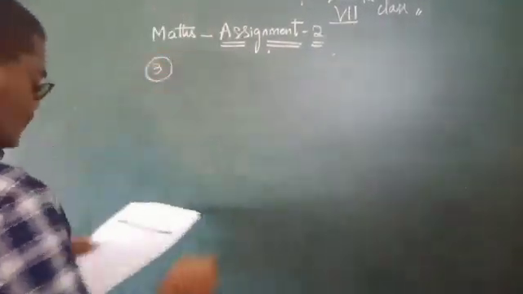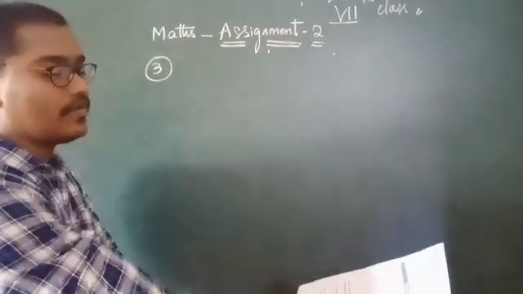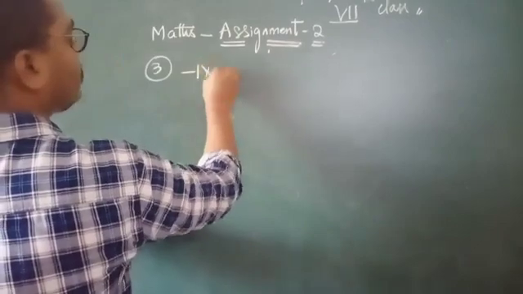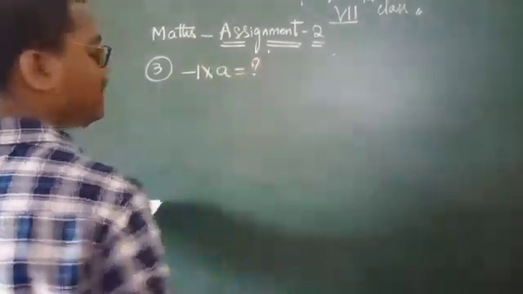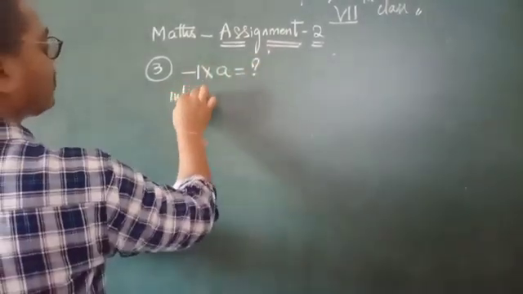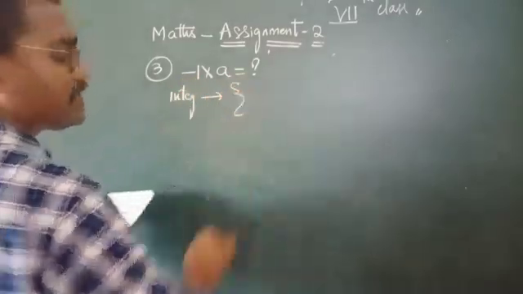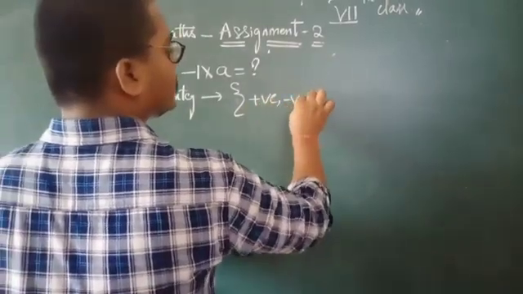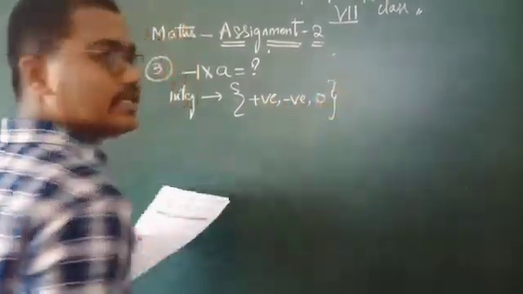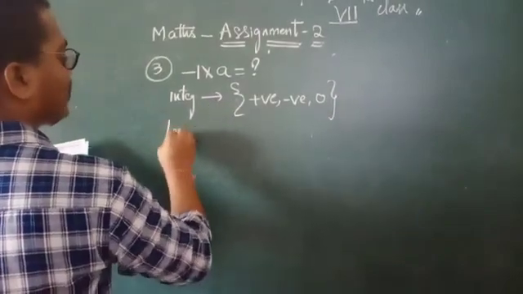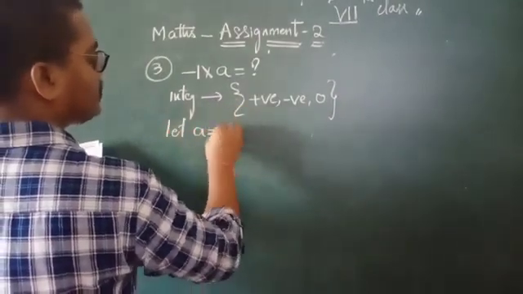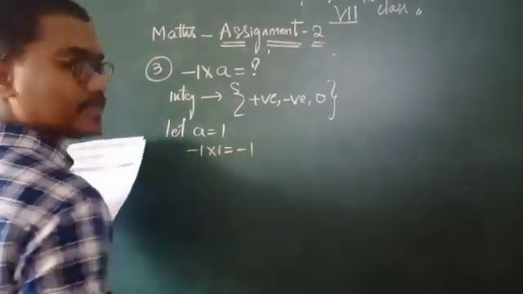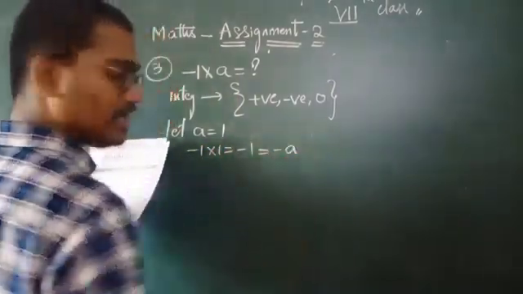Third one, the question is, for any integer a, what is minus 1 into a? They are asking minus 1 into a is equal to what for any integer. As we all know, an integer is a set of positive numbers, negative numbers, including 0. So for example, let a be any number, that is 1. When you substitute over there, minus 1 into 1 is nothing but minus 1. That means you are getting the resultant answer as minus a.